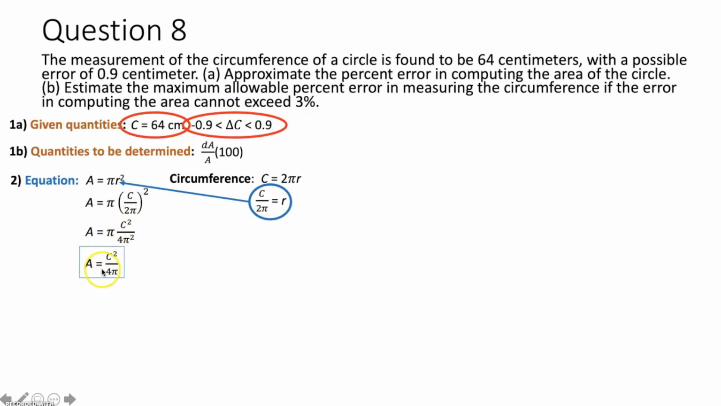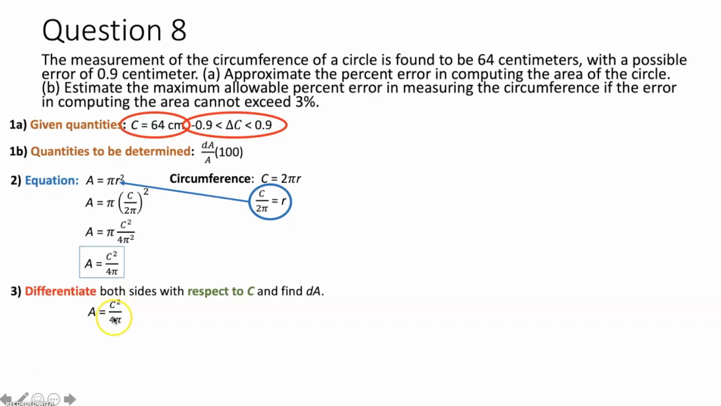I have my area formula in terms of circumference. So I can then move on to the next step where I differentiate both sides with respect to the circumference, c, and find dA, the differential of A, or the propagated error in computing the area of the circle. So let's take the derivative of this equation. To take the derivative here with respect to c, or the circumference, I'm going to take the derivative over here, which is going to be dA over dc.